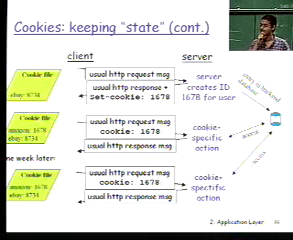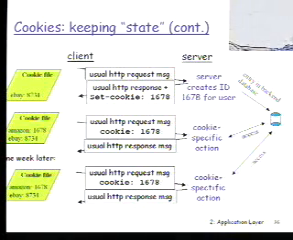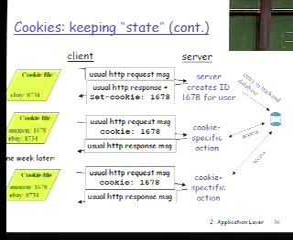Yeah. How are the cookies maintained on the client? So the client, the browser will maintain a cookie file. So it will maintain a file which will have this table that for Amazon.com, my cookie is 1678. For eBay, the cookie is 8734. You'll have site-specific cookies, so site-specific identifiers.